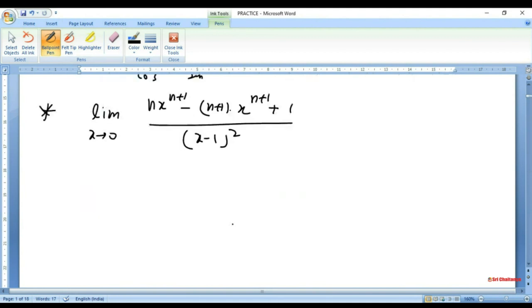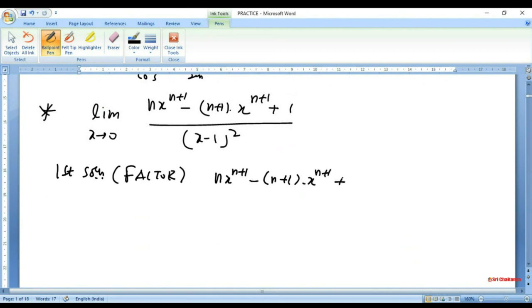Now, as I told you, I expect to pull out some factor of (x minus 1) squared from the numerator. So my first solution will be based on simple factoring. We'll arrange our work like that: n x to the power n plus 1 minus (n plus 1) x to the power n plus 1, plus 1, that can be written as, we can just pair up this x^n. So we'll write n x to the power n plus 1 minus n times x to the power n. This is just simple n, so let me erase that.